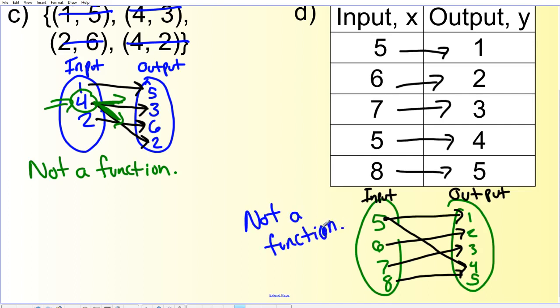And hopefully that wasn't just a flat out guess. And you said because 5 here has 2 different outputs. That is not allowed. It's not a function.